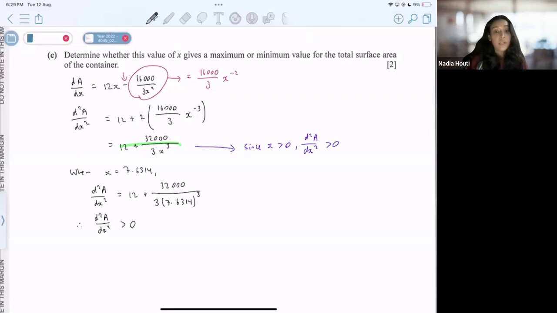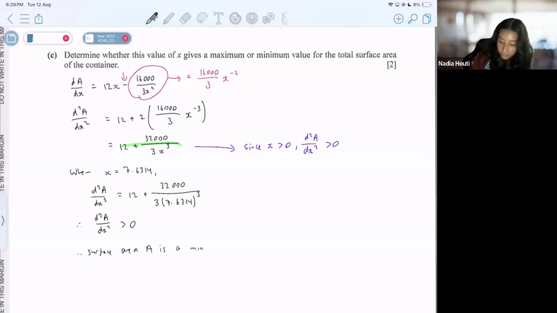Okay, remember when your d2A dx squared is greater than 0, is it a minimum or maximum point? Okay, so recall it's a minimum point if your d2y dx squared is greater than 0. So therefore, the surface area A is a minimum. Okay, so recall when d2y dx squared is greater than 0, you have a minimum point. When d2y dx squared is less than 0, you have a maximum point. Okay, so this is the solution to this question.